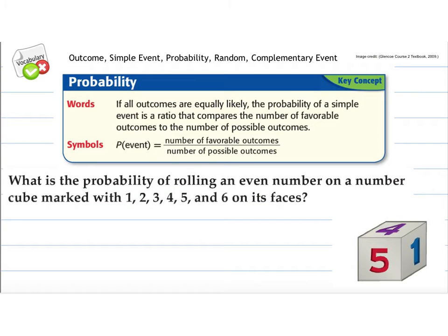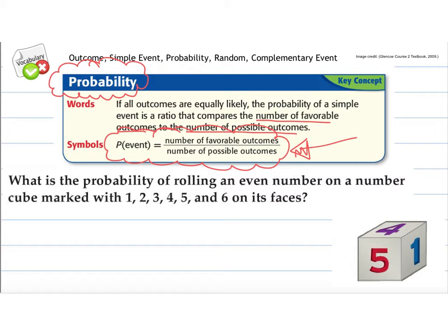Another vocab word, so we have lots of vocab words in this video that we want to make sure that we know and understand. So we for sure want to highlight this word and know the definition of probability. So if all outcomes are equally likely, the probability of a simple event is a ratio that compares the number of favorable outcomes to the number of possible outcomes. So this formula should be written down somewhere in your notebook and circled or squared, highlighted, something like this. So number of favorable outcomes out of number of possible outcomes.